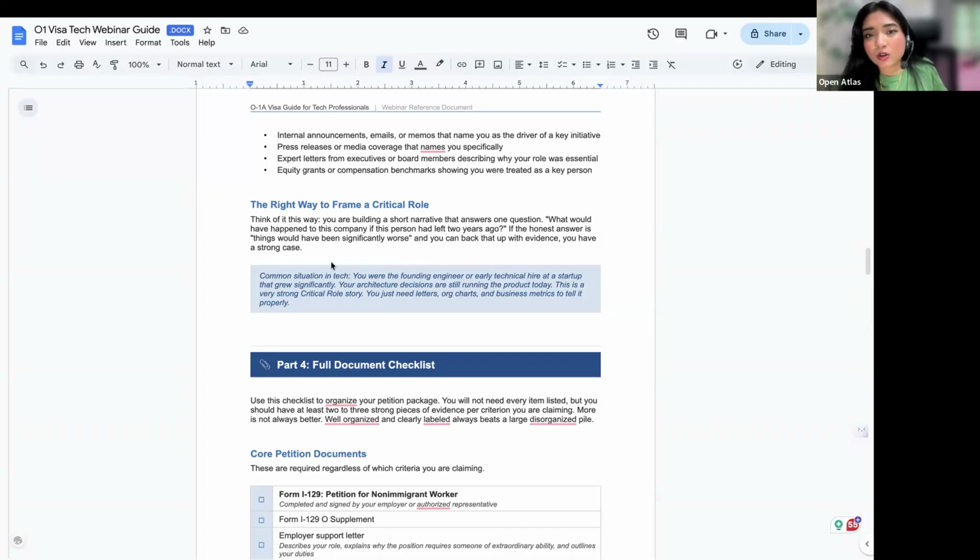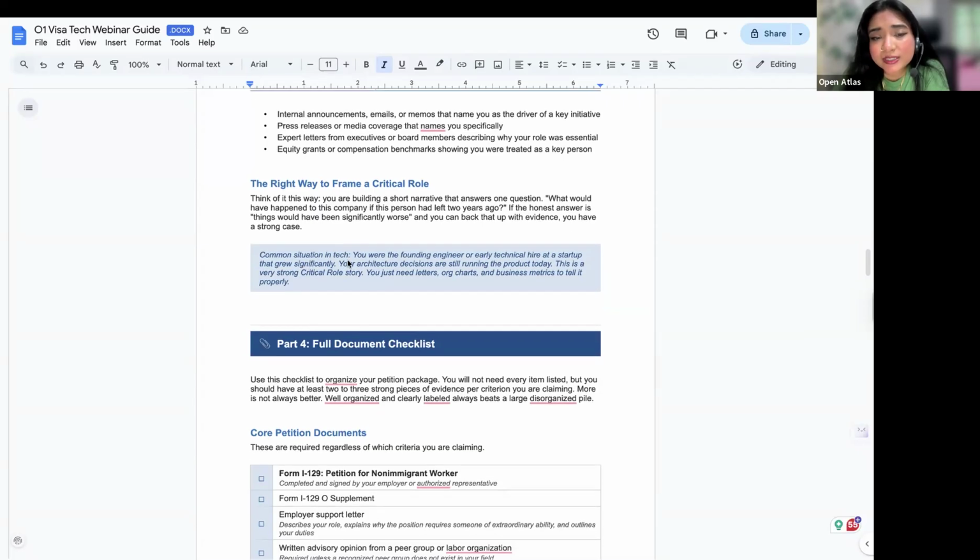Somewhere in the middle or somewhere else? We don't know. But we have to push that gap inside that expert testimonial letter by the founder from where he's going to get it. If the honest answer is things would have been significantly worse, and you can back that up with evidence, you have a strong case. Common situation in tech.